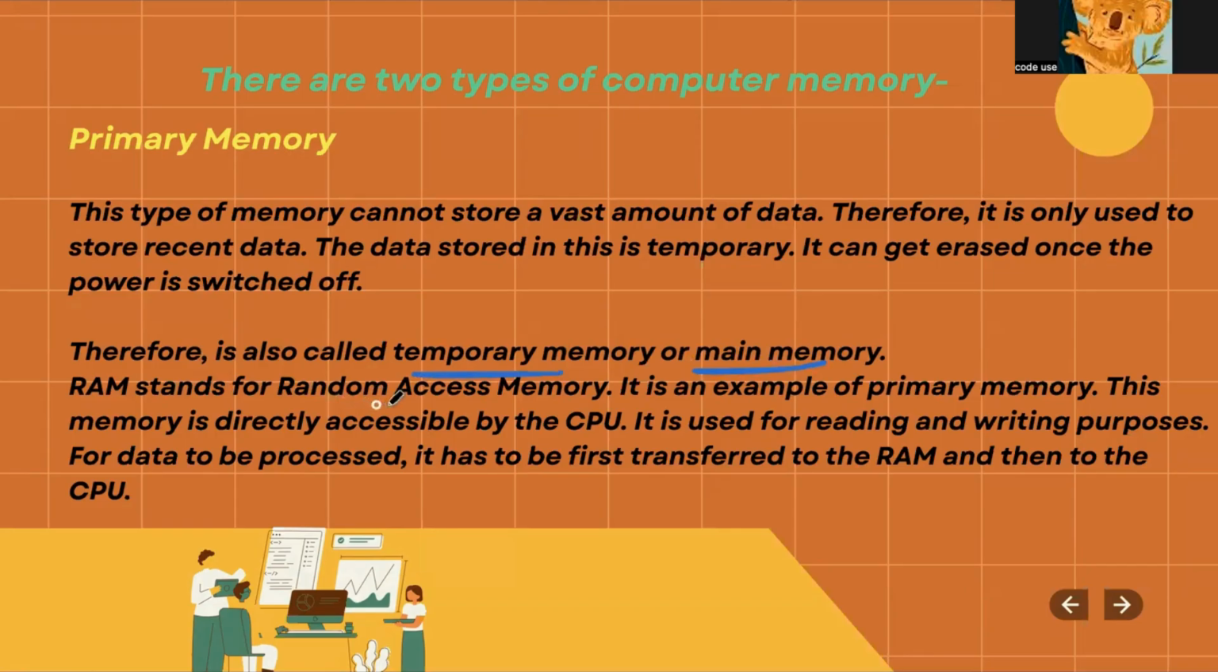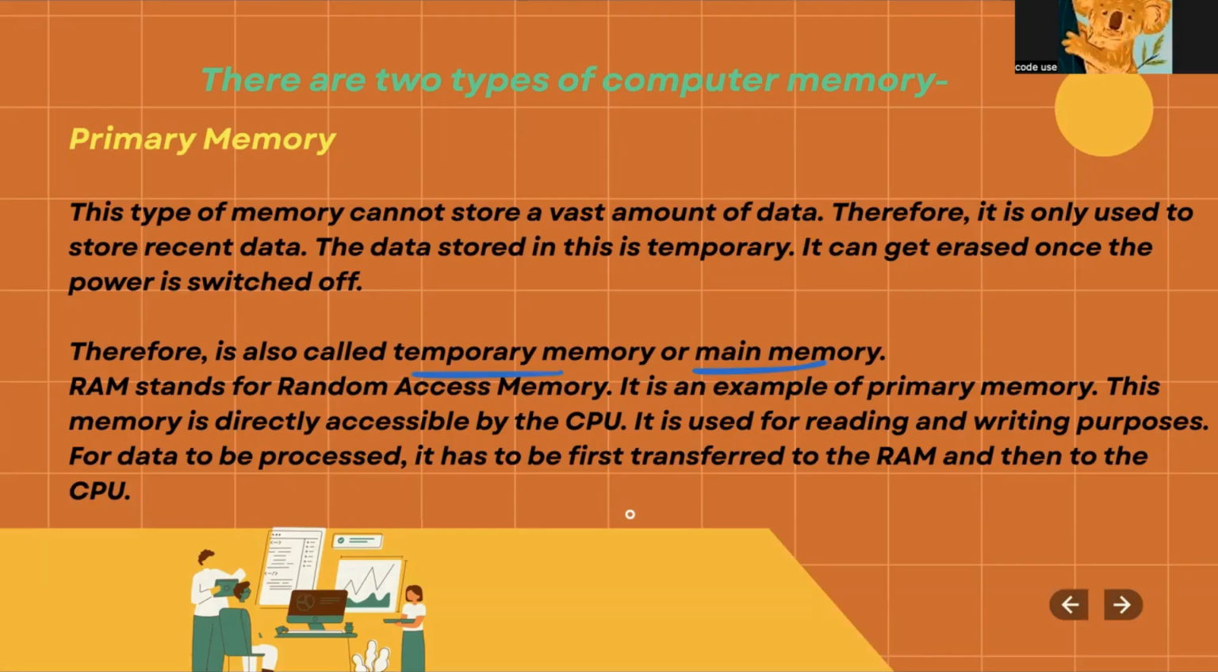Okay, RAM stands for random access memory. It is an example of the primary memory. This memory is directly accessed by the CPU. It is used for reading and writing purposes. For data to be processed, it has to be first transferred to the RAM and then to the CPU. So this happens internally inside the computer. In the CPU again we have three things, that is ALU, control unit and memory unit.